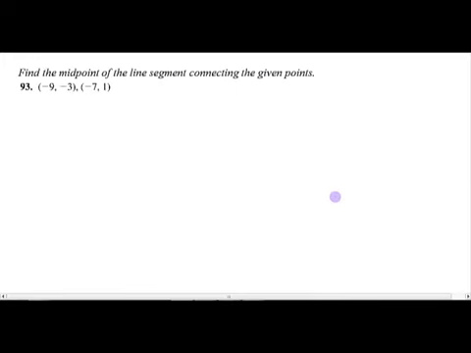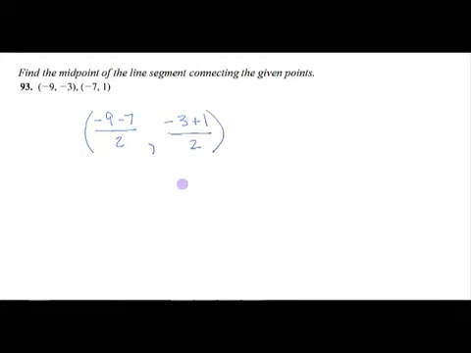Let's find the midpoint of the line segment connecting the given points. Here we don't have a graph. We're going to do this all just algebraically. So we'll start with adding the x values, dividing by 2, and adding the y values, dividing by 2. And then we get -16 divided by 2 is -8, comma, -3 plus 1 is -2, divided by 2 is -1.